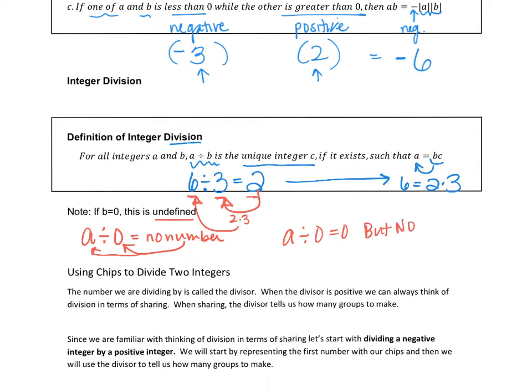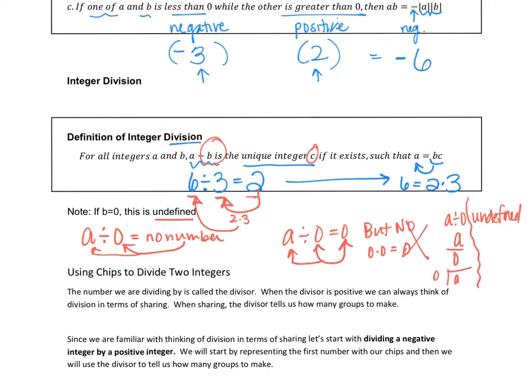Because if I'm going to check it, that means that this 0 that you just said as the answer, like the c up above, would have to multiply times 0, like the b up above, and make a. But 0 times 0 is equal to 0. So it's not going to work for us. So we will always say that a number divided by 0 is undefined. And that can be written a few different ways. Sometimes we'll write it like a over 0 or a divided by 0. All of these are undefined.